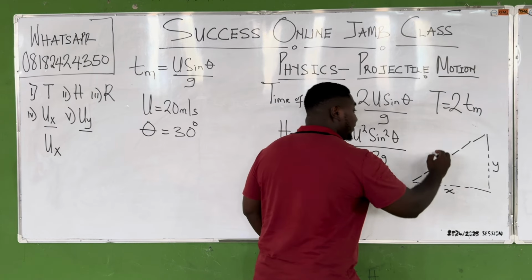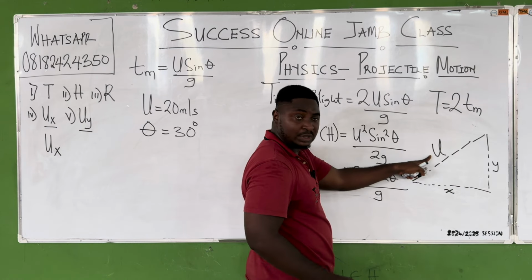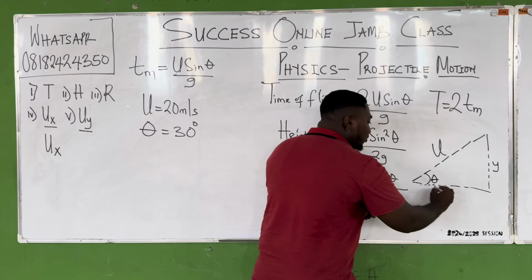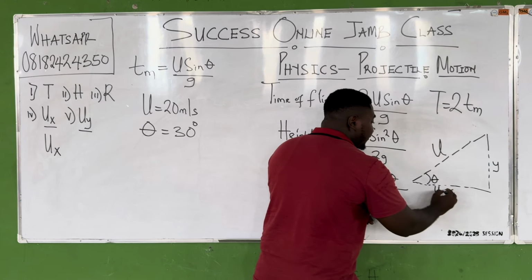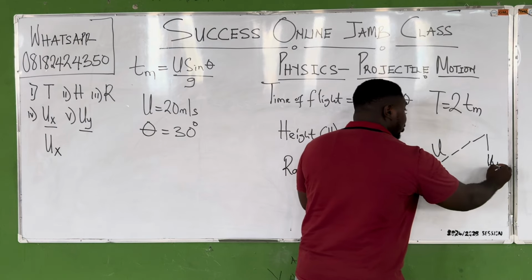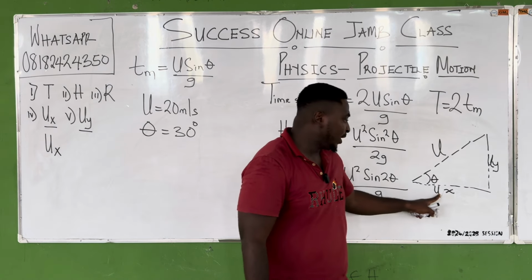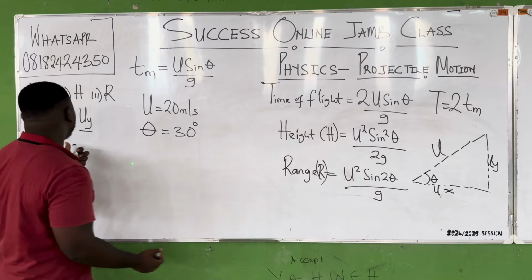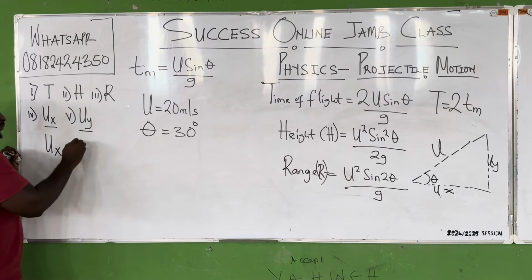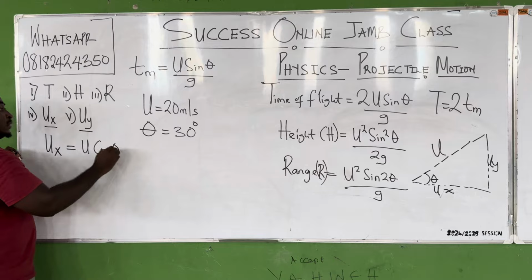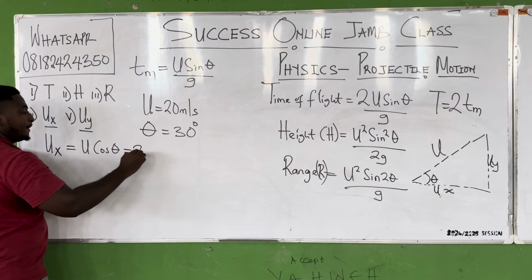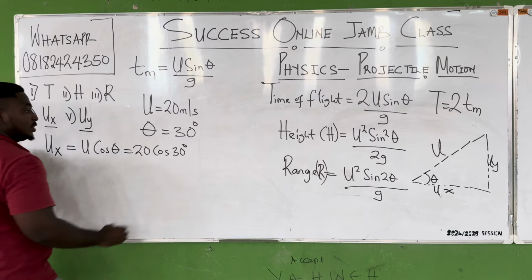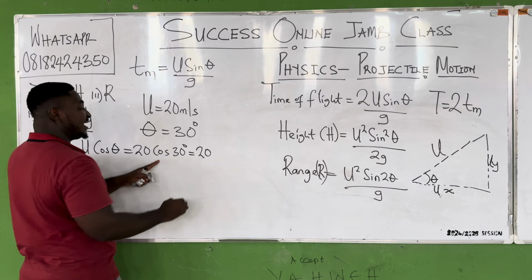If this is the speed of projection U, this is the angle of projection theta, this is the horizontal component Ux, and this is the vertical component Uy. So this U can be split into Ux and Uy. And I gave the formula earlier. I said Ux is U cos theta. What's our U? Our U is 20. What's our theta? Our theta is 30 degrees. So we're going to say 20 cos 30 degrees.